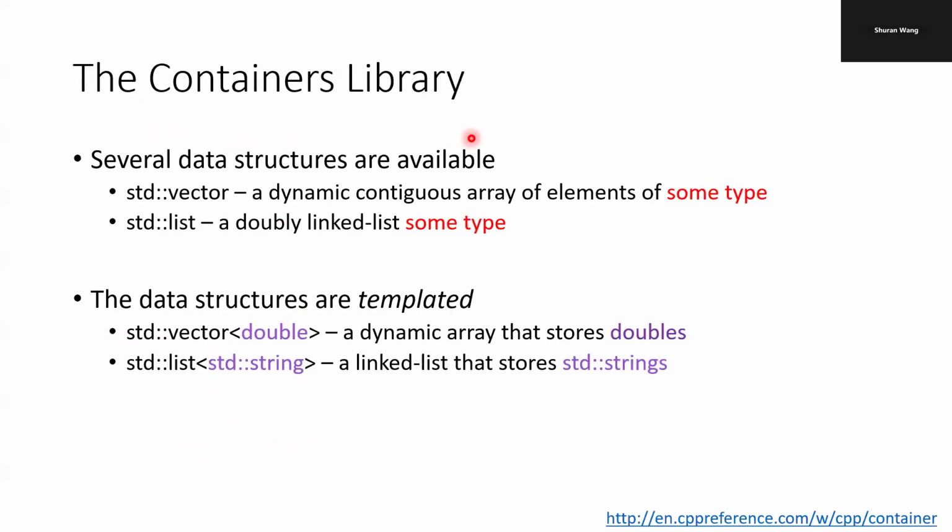The containers library, from the name, contains containers that are data structures. For example, list is a doubly linked list of some type that's templated. A vector is a dynamic array of elements of some type that's templated. And the usage is the same as the templated classes. First, specify that you're using vector and specify the type to be templated.